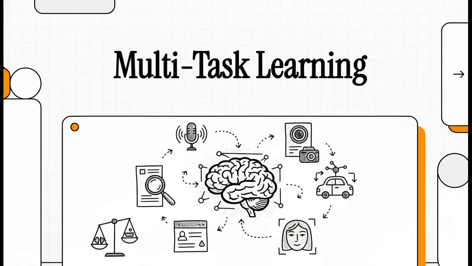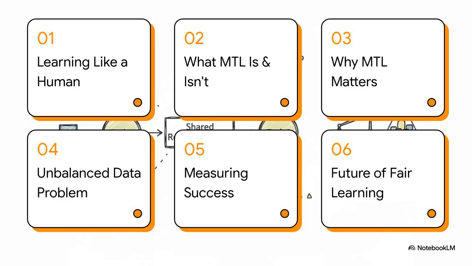Welcome to The Explainer. Today we're digging into a really powerful idea in artificial intelligence called multitask learning, or MTL for short. So, here's the plan. We'll start with a simple analogy, get a clear definition of what MTL is and what it's not. Then we'll see why it's such a big deal. After that, we'll hit a major real-world problem and how researchers are thinking about it. All right, let's jump in.